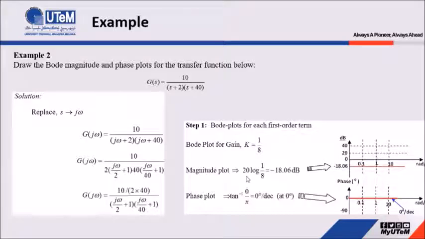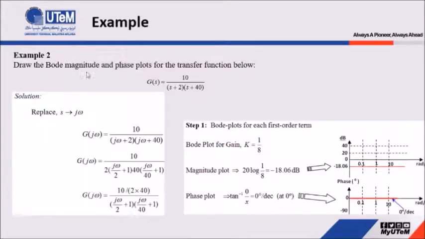For this case, for this k equal to 1 over 8, the component for j omega is 0. This is the same as I have mentioned before. So that means the phase plot for this constant value is equal to 0 degrees. So for the phase plot, we just draw a horizontal line at 0 degrees like this.